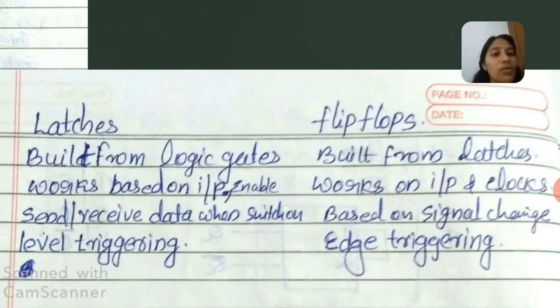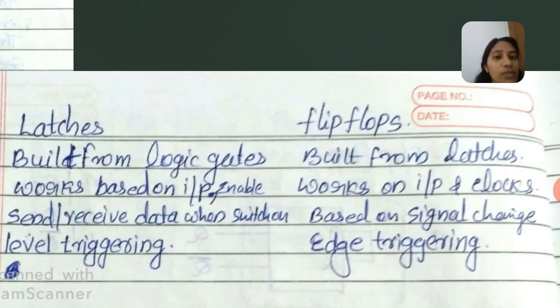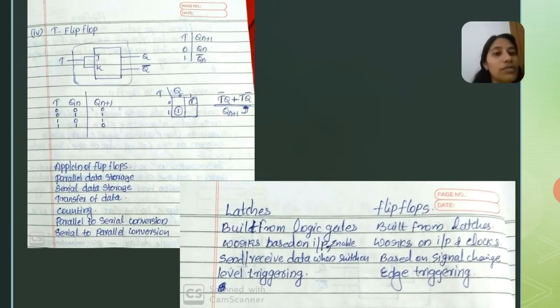Then moving on to the difference between latches and flip-flops. You can see latches are built from logic gates and flip-flops are built from latches. Latches work on input at the enable bit, and flip-flops work on input and clocks. Clocks are important for flip-flops. Latches will send or receive the data when switched on, but flip-flops send or receive the data based on the signal change. Considering the latches, level triggering is used. For the flip-flops, edge triggering is used. This is all about latches and flip-flops.